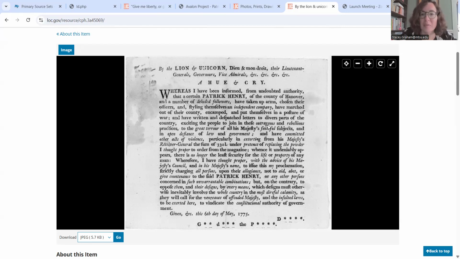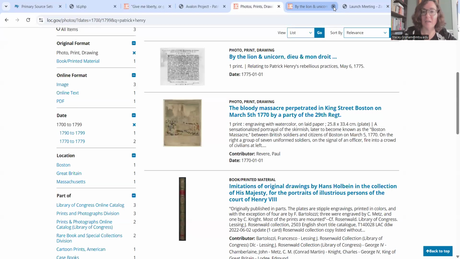They're putting themselves in a posture of war. They're exciting the people to join in outrageous and rebellious practices to the great terror of all His Majesty's faithful subjects and in open defiance of law and government. So you have a lot of exciting language that's describing the impact of Patrick Henry's actions leading up to the American Revolution. And so even though this isn't an image of Patrick Henry, it is a very good primary source to use when you're talking about his actions during that time period.